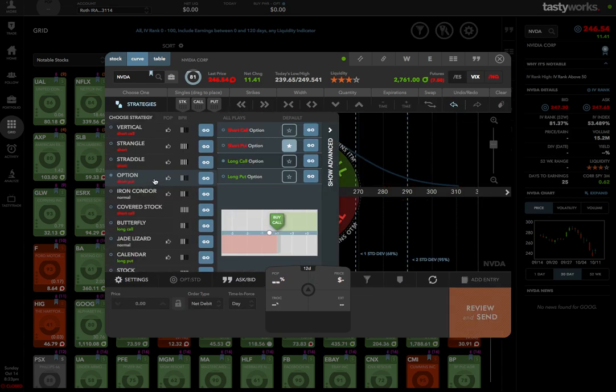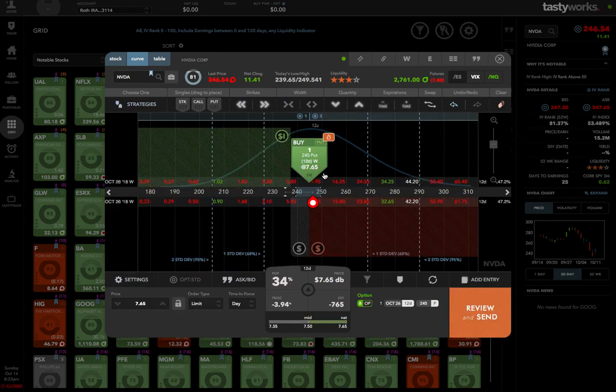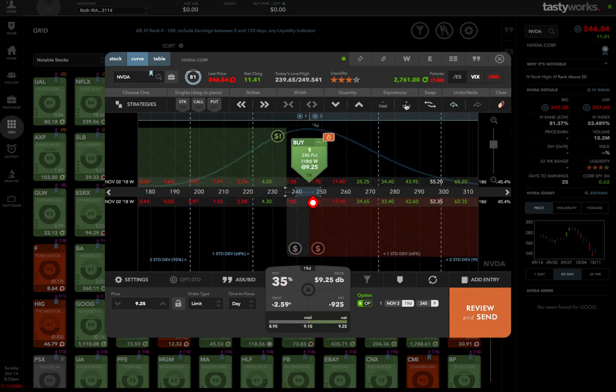Now, if I want to do a put, I could go to long puts, and I could switch this around. I'm going to buy a 245 put. I want 19 days, and I want to buy two of those, and I want to buy it at 910 because that's the mid. Since it's 19 days out, I'm going to pay 910.